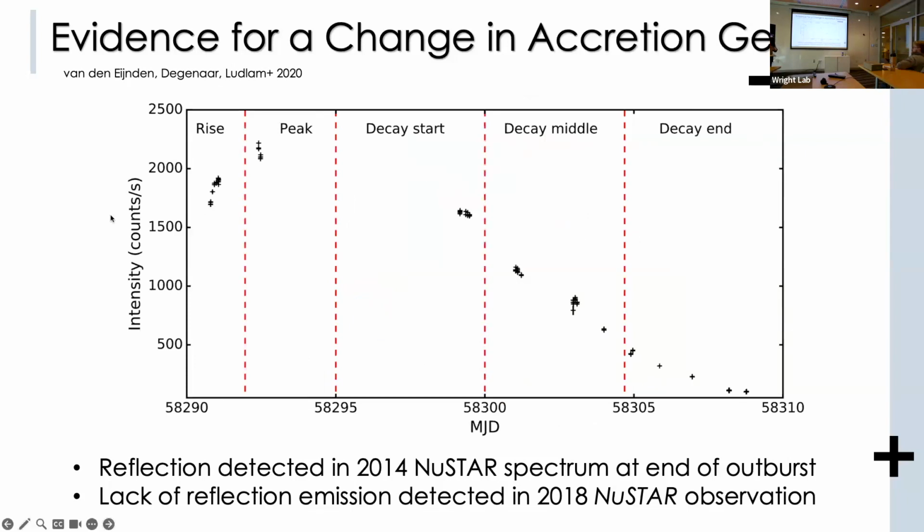So here is showing the different observations. So we have a rise, we have some data at the peak, we have some data throughout the decay process. So we can extract spectra from each of these different epochs to determine, was there reprocessed emission in the system at all that would have indicated that there was a change in the accretion flow. If there wasn't, then that just means that in this specific outburst, there was no reprocessed emission. Maybe that has something to do with the disk just being too far from the neutron star to begin with.